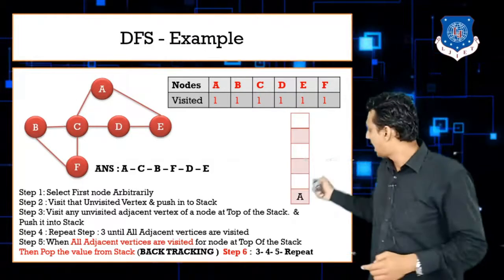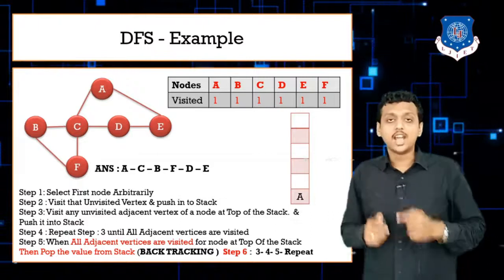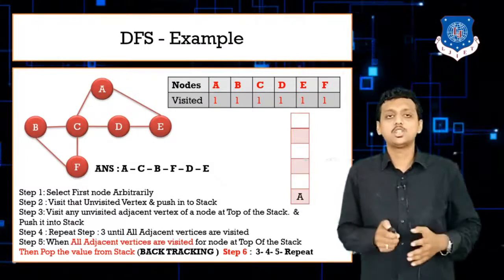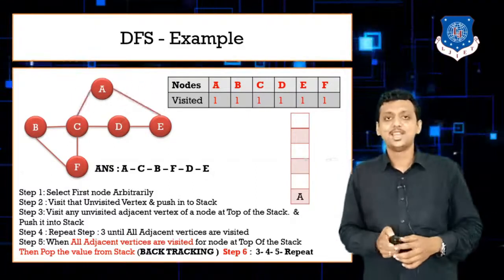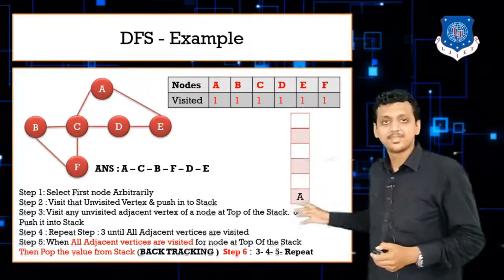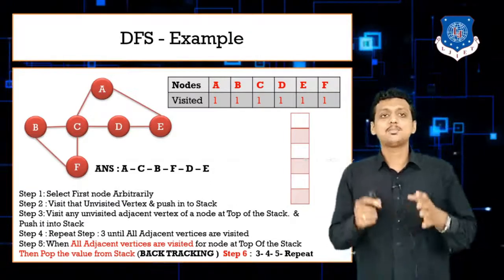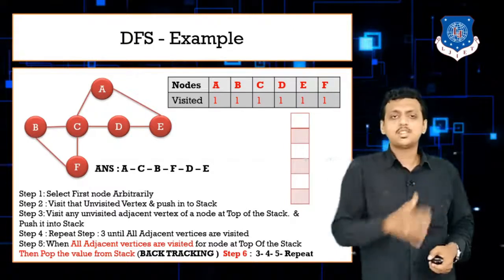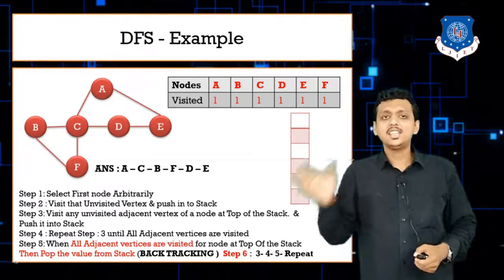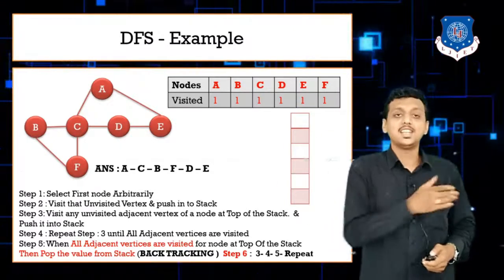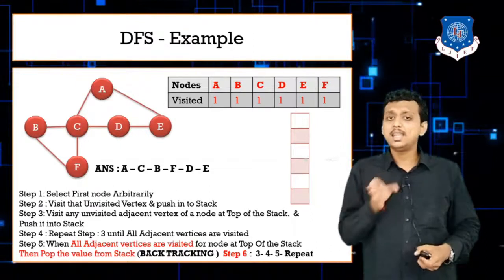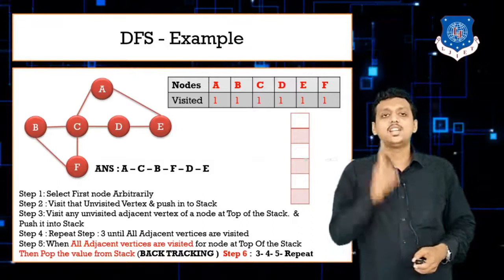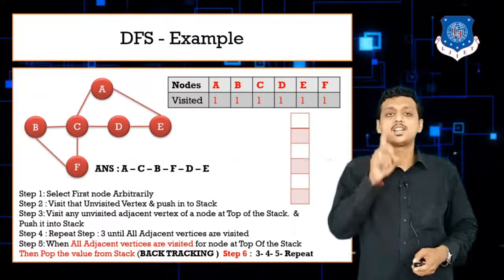So here I am at A. Now at root node A, all nodes are visited. That's why I just need to pop A. So I'm popping A. So this is my final answer. In which sequence are we going to traverse the graph? That is A, C, B, F, D and E. That is A, C, B, F, D and E. So this becomes your final answer of DFS traversal.